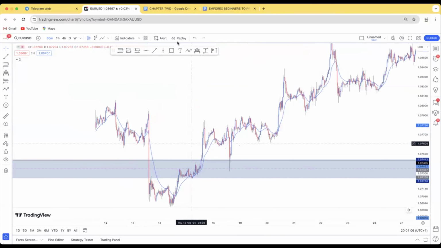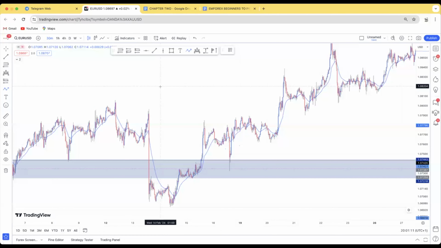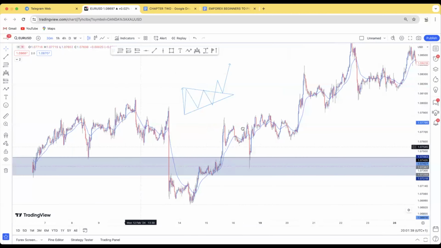This is what we're actually looking out for, a triangle. We're looking for a triangle like this. Price could come from the top and range in between this level here, and then we could have either a breakout to the downside or a breakout to the upside. This is what we are expecting to see on the price chart.